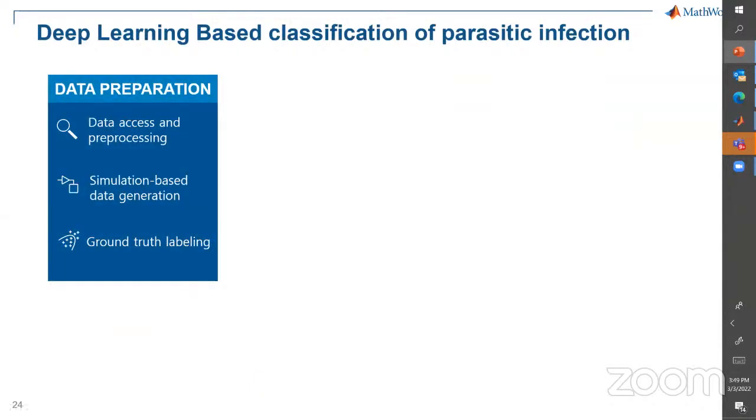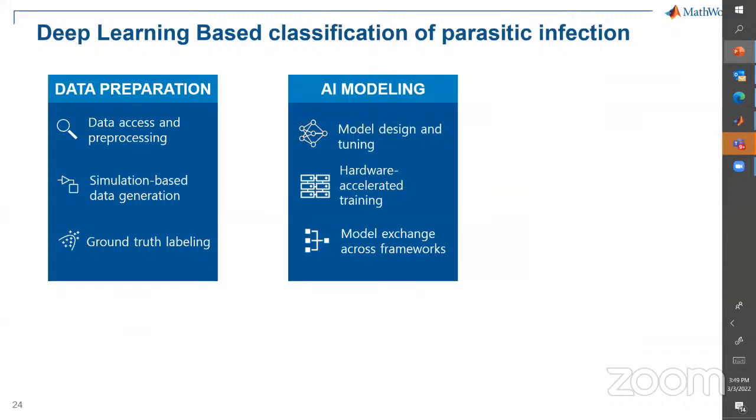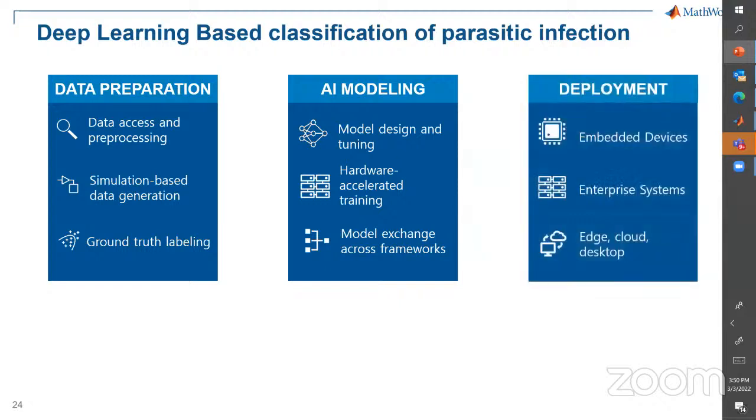When we talk about the deep learning workflow, three things are important. First is data preparation, which is also important in the case of machine learning. Second is AI modeling. In the case of machine learning, before AI modeling and in between data preparation, there was pre-processing, wherein you are extracting the features. However, in the case of deep learning, it's data preparation, followed by AI modeling, followed by deployment.